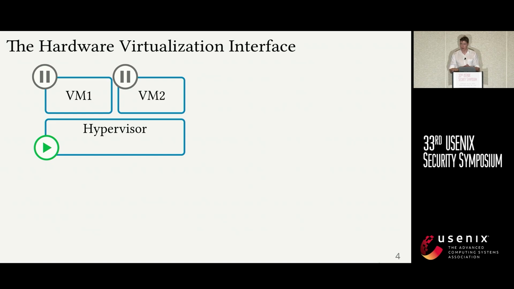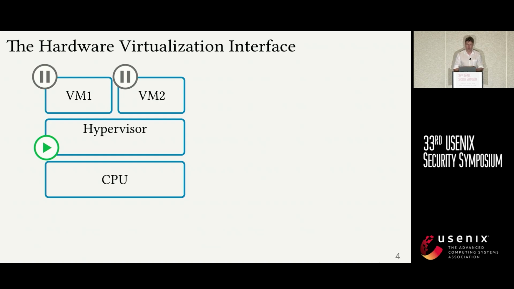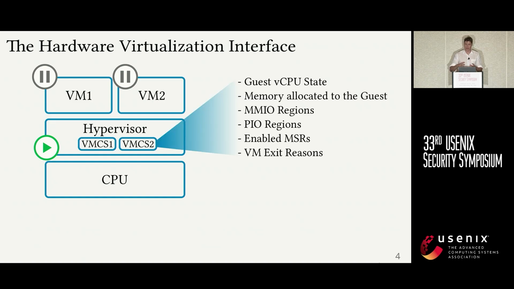But how does virtualization work again? This is the simplified picture. You have a hypervisor that's running multiple VMs. But let's look at this from the perspective of the architecture of the CPU as well. When the hypervisor wants to run a VM, it configures some structures inside its memory. On Intel x86, this is called a VM control structure. In this structure, the hypervisor encodes things such as the guest's virtual CPU state, the memory allocated to the guest, and the MMIO regions. In turn, the CPU communicates information about the VM state in this VMCS as well, such as the reason a VM exited.